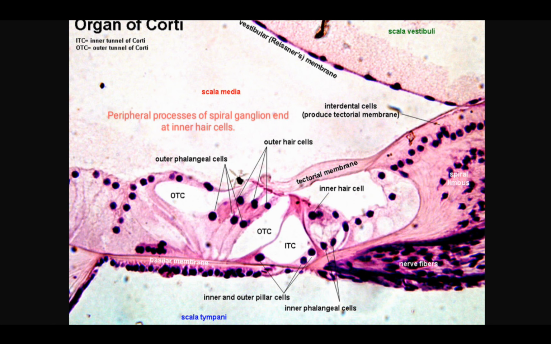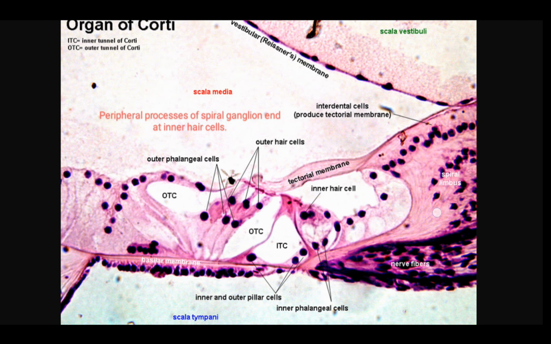Spiral limbus, spiral ganglion on the right hand side is coming towards the inner hair cells, and peripheral processes of spiral ganglion are ending at the inner hair cells. Then outer hair cells are supported by the outer phalangeal cells, and inner hair cells are separated by the inner phalangeal cells. Then we have the inner tunnel of Corti on the inner hair cell side, and outer tunnel of Corti on the outer hair cell side.